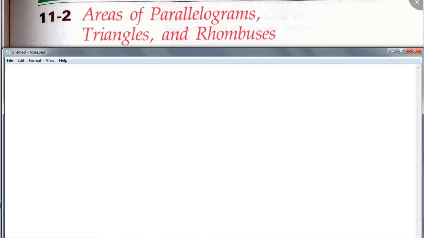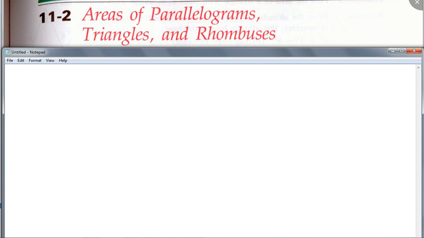Today we're going to talk about areas of parallelograms, triangles, and rhombuses, okay? Now, a lot of you already know the formula for these. What's the formula for area of a parallelogram? Everybody? Base times height. What is the formula for the area of a triangle? Half times base times height.